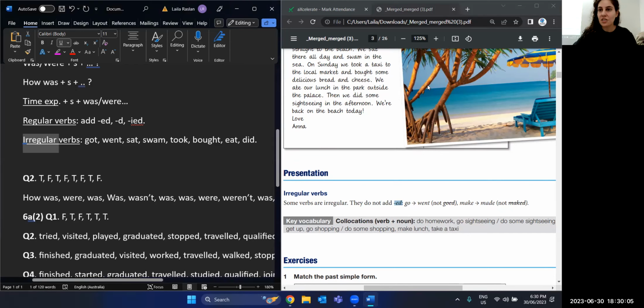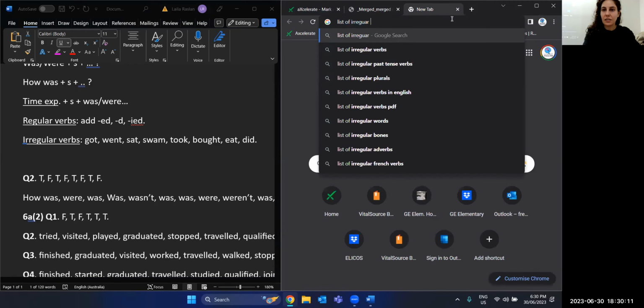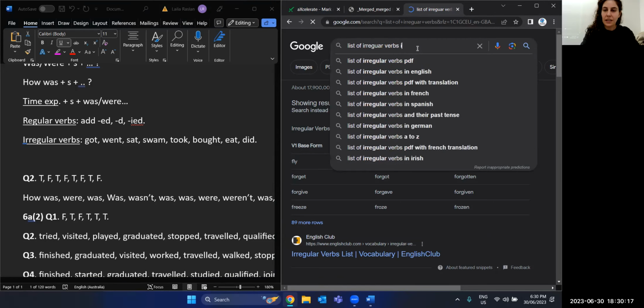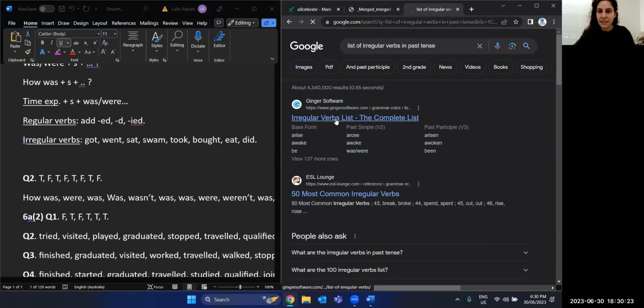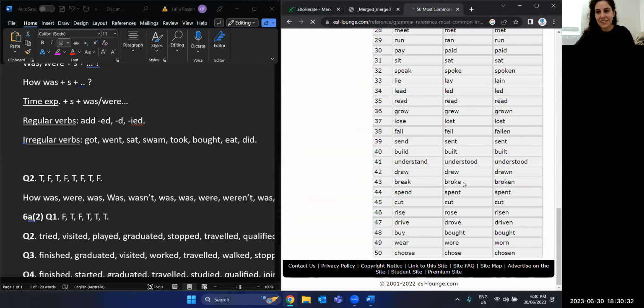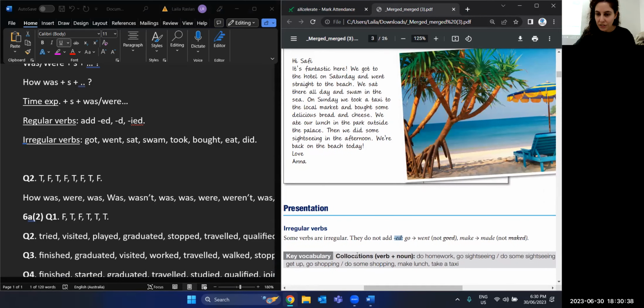If you want to know which ones, just type into Google list of irregular verbs in the past. Be careful, don't look at the past perfect. So in the past tense. Just find whichever document you want and that's it. So you can see lots and lots and lots. There's more than this. So we also looked at key vocabs to do your homework. Go sightseeing, do some sightseeing, get up, go shopping, make lunch, take a taxi.